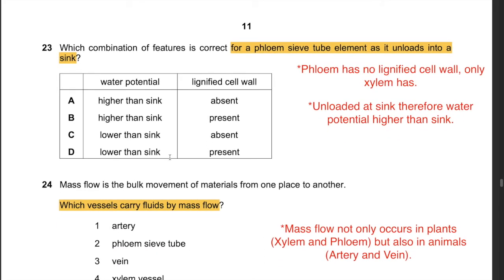Question 23. Which combination of features is correct for a phloem sieve tube element as it unloads into a sink? This question refers to unloading of sucrose at a sink. We should remember that phloem has no lignified cell walls, only xylem has. And when there is a process of unloading at the sink, water potential is higher in the phloem sieve tube element than the sink. Therefore, the answer is A.